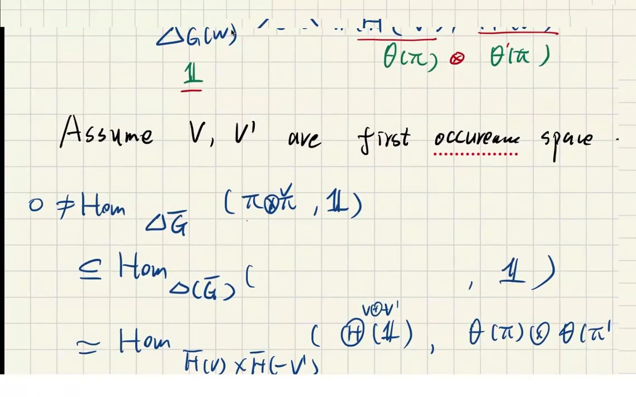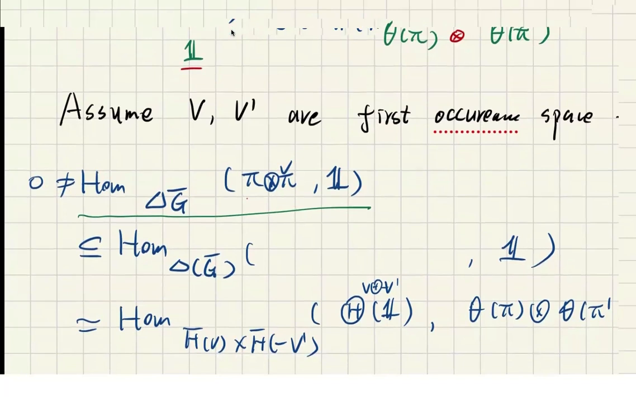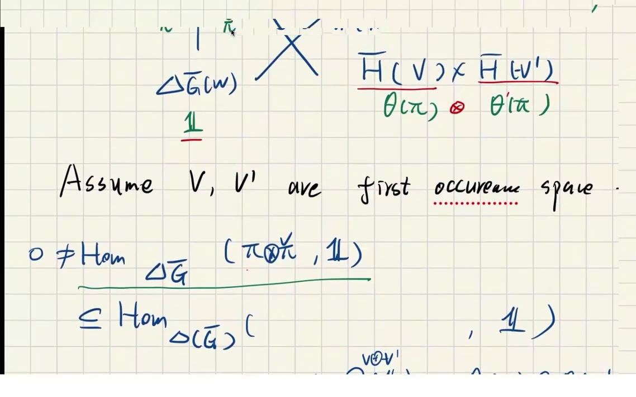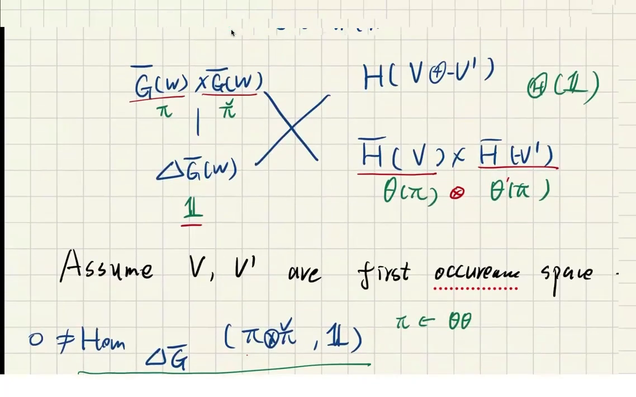So we have this Hom space. This Hom space is non-zero. Okay. And it implies that this pi is certainly a quotient of theta. So you have theta pi, then you can lift it back, right? You have theta pi. So theta pi always contains pi as a quotient. Okay.